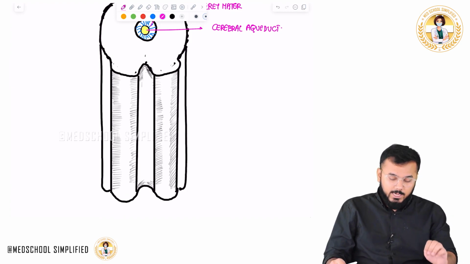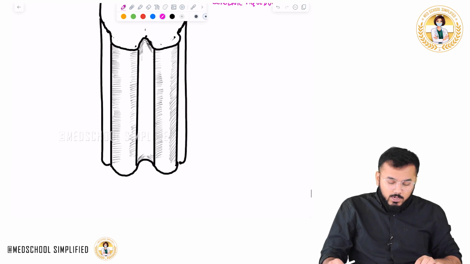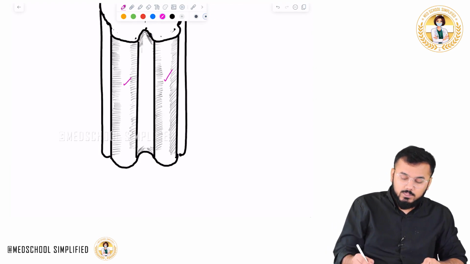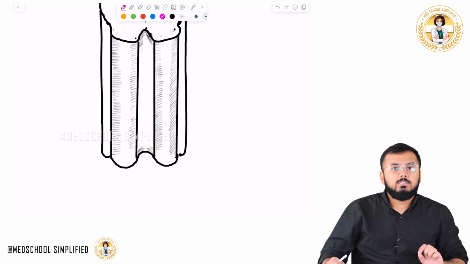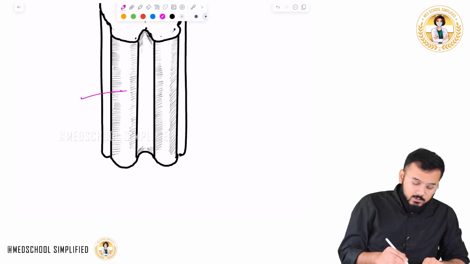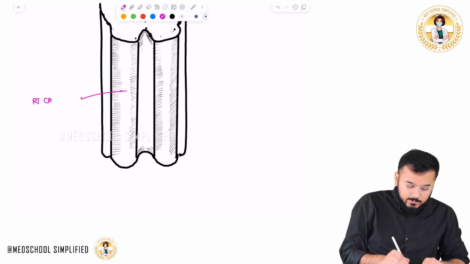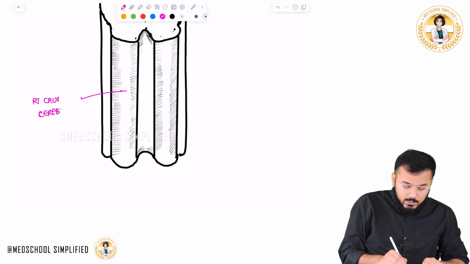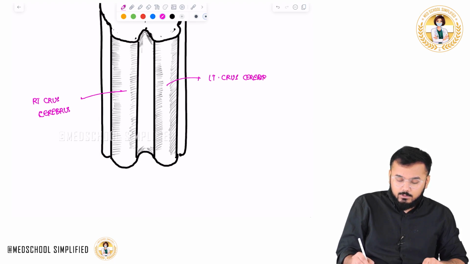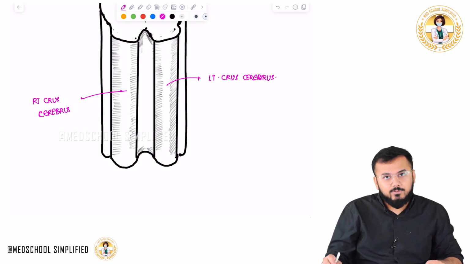Second important thing: what are these two important structures? What is this and what is this? These structures are called the crus cerebri. This one over here is called your right crus cerebri, and this one over here is called the left crus cerebri. So, the right crus cerebri as well as the left crus cerebri.